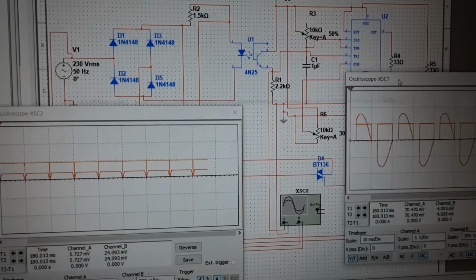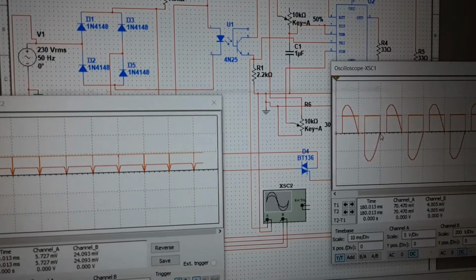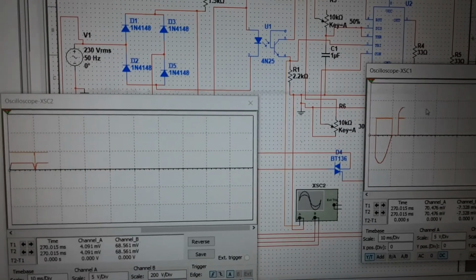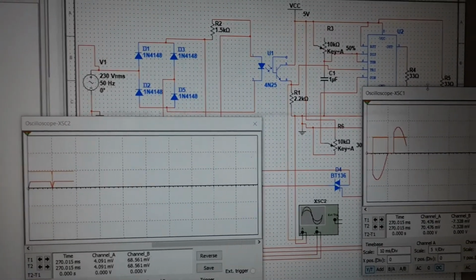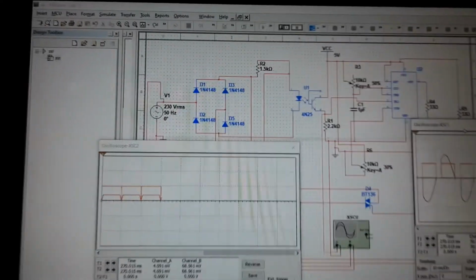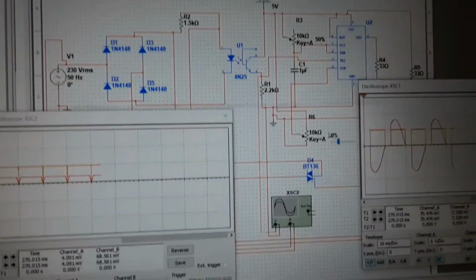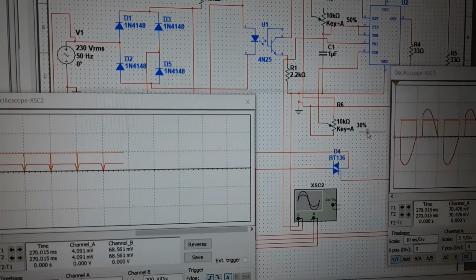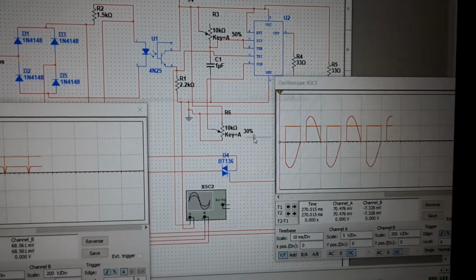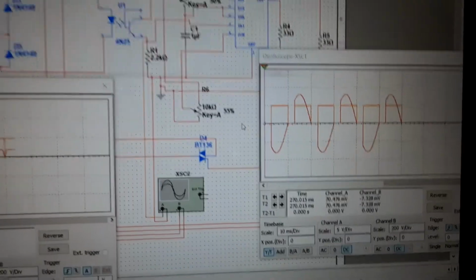Here we can see that this orange color line shows the output of that transistor, and the red color shows the power delivered to the load. Now I will vary the potentiometer's resistance, which is used as a voltage divider to give the voltage to the control pin. Currently it is at 30%, so it is firing somewhere at the beginning of the half cycle. I will increase it so it will fire at a later time.